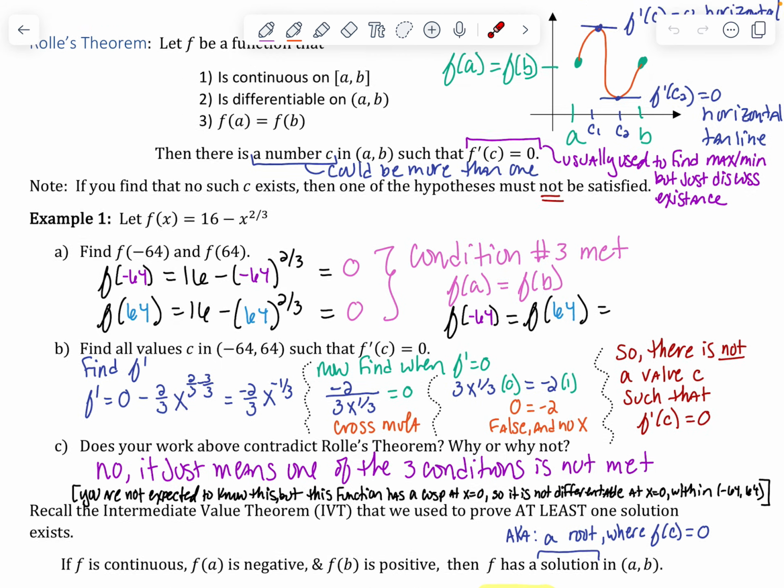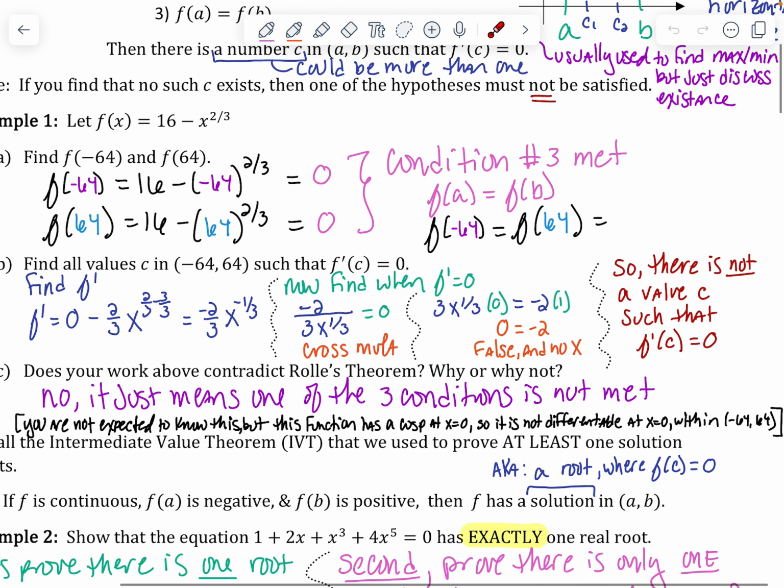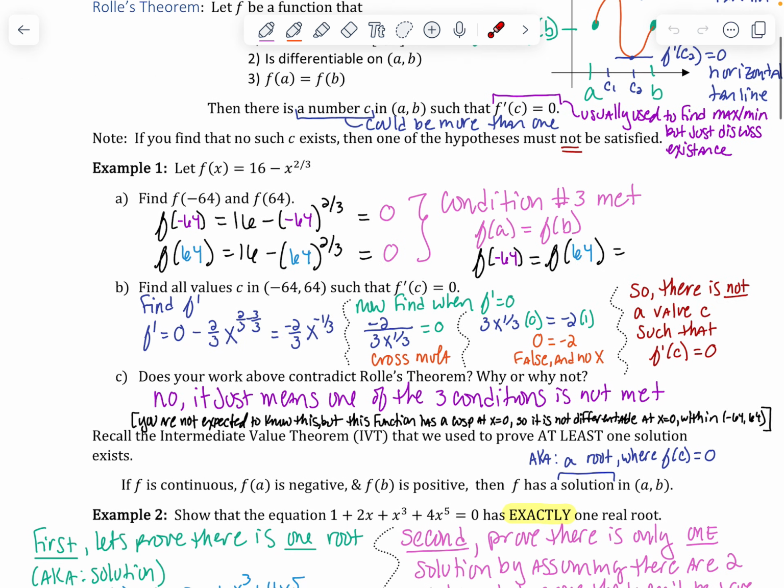This one's not differentiable. I wrote in really small writing. I don't know that you would have known this already, but this particular function has a cusp, a sharp point at x equals 0. So even though it's continuous through that point, it is not differentiable. Thus, there is a point in our interval that is not differentiable.